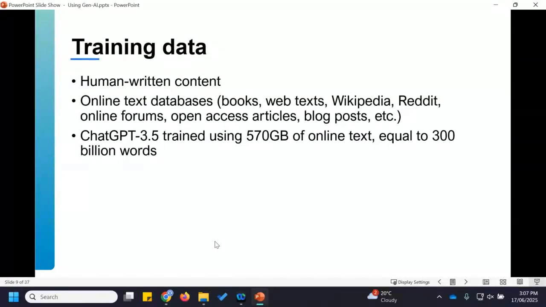So the data that it's been trained on, it's all human written content. So it's all online text databases. So it's been trained on books, web text, Wikipedia, Reddit, online forums, open access articles, blog posts, pretty much anything that's free to air on the internet has been fed into OpenAI. So for example, ChatGPT 3.5, so we're 4.0 now, but 3.5 was trained using 570 gigabytes of online text, which is equal to 300 billion words, which is an insane amount of data. And it's all just been fed into this machine.